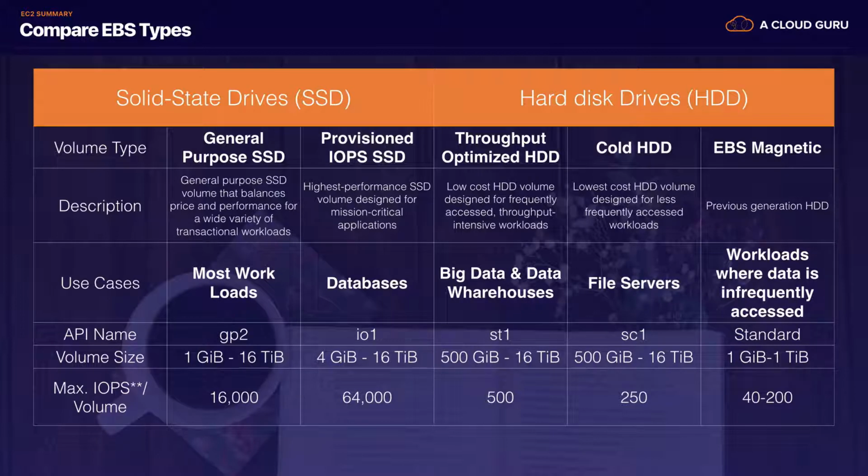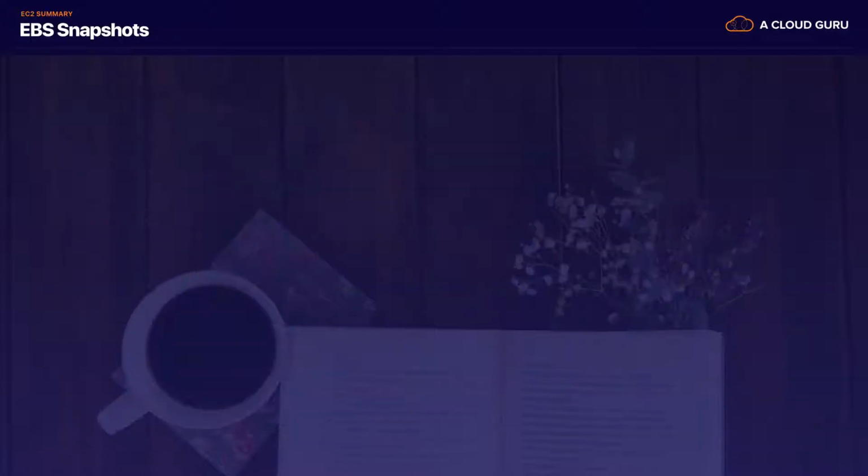So we've got three different types. We've got throughput optimized hard disk drives or ST1. We've got cold hard disk drives or SC1. And then we've got EBS magnetic, and this is sometimes referred to just as standard as its API name, and that typically is previous generation, so you might not see that in the exam. With the throughput optimized and cold hard disk drive, basically if you need to optimize throughput, choose throughput optimized. If you just want the lowest cost storage available, use cold hard disk drive.